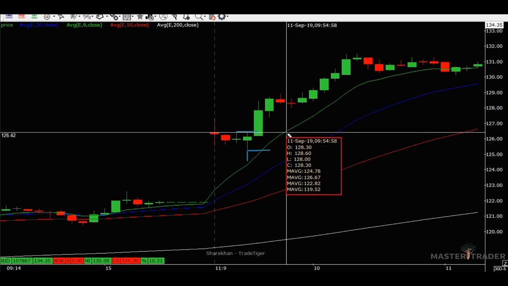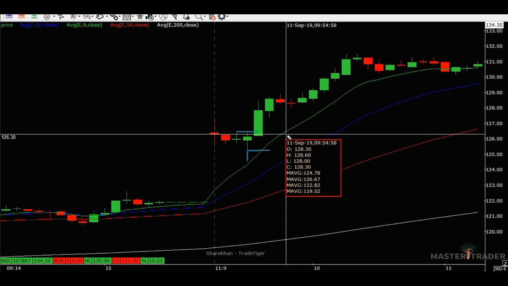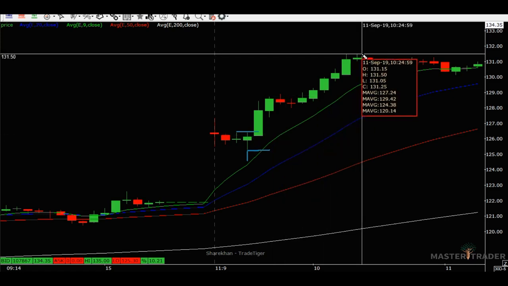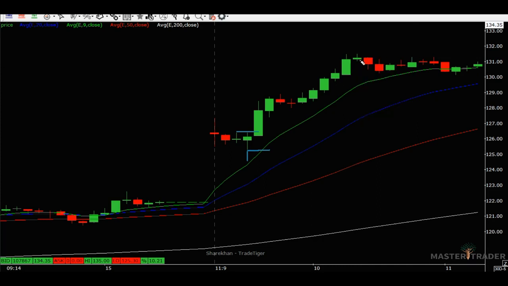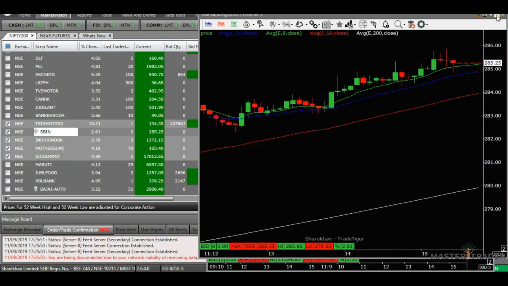We're entering above 126.50, our stop loss is 125.20, so about one rupee. 1 rupee is my risk, and from 126 it goes all the way to 131.50. So we're risking 1 and gaining almost 5 points if you trail it all the way. How amazing is that? 1:5 kind of a risk to reward. This is what is possible, guys, with this. Let's look at another example.